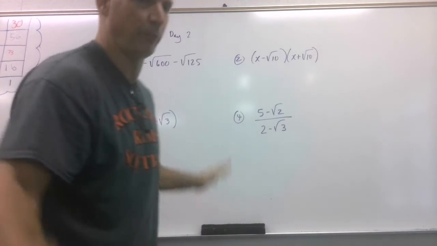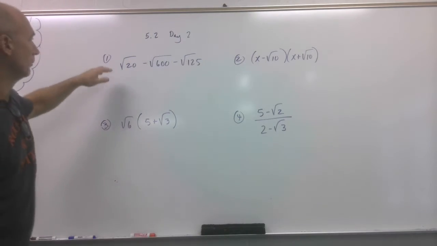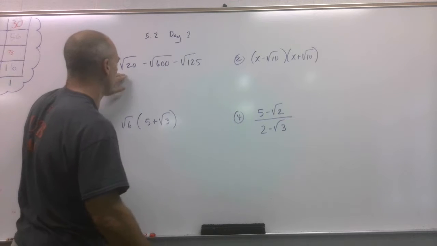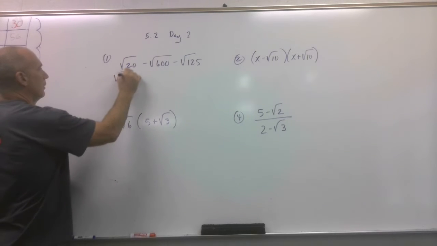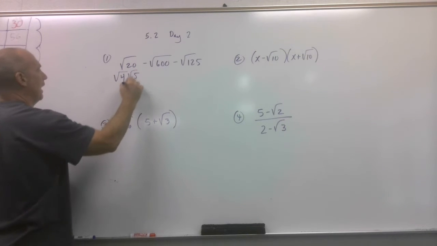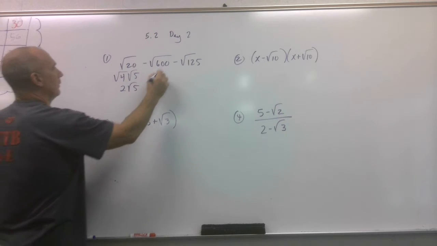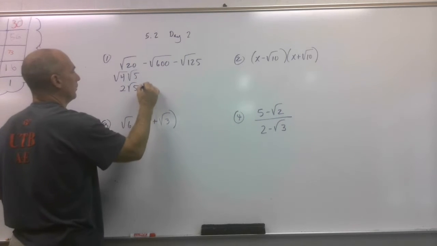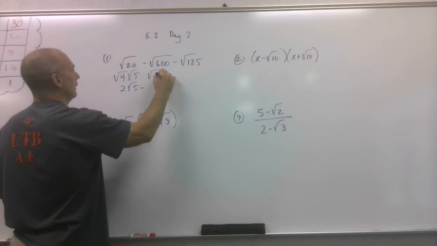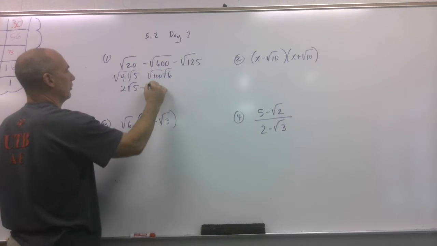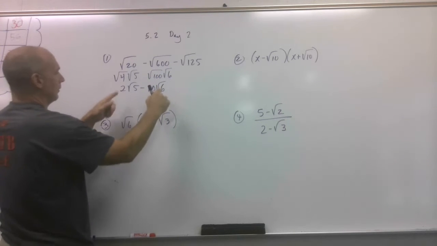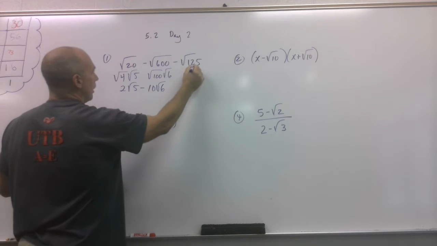Let's do this. 4 problems. Number 1, they're not like terms, but we can break this down. 4 times 5, which is 2 square root of 5. 600, we're going to put a minus there before I forget, is 100 times 6, which is 10 square root of 6. I don't have any like terms yet.